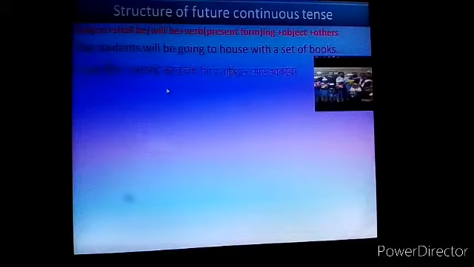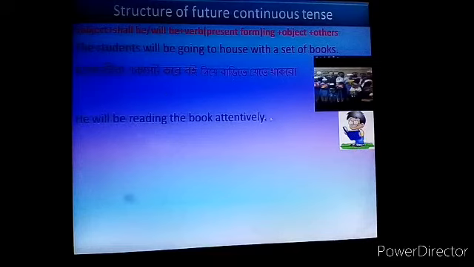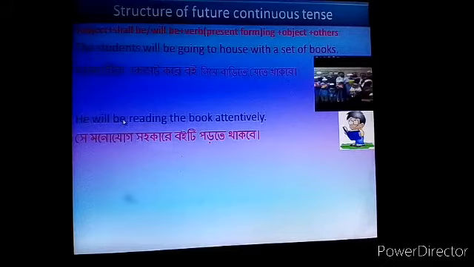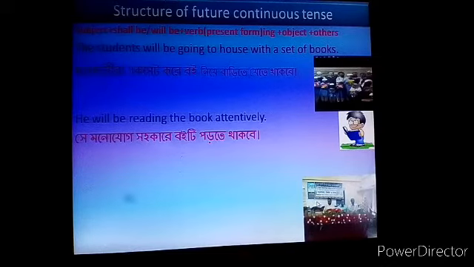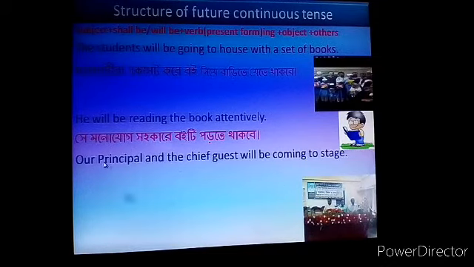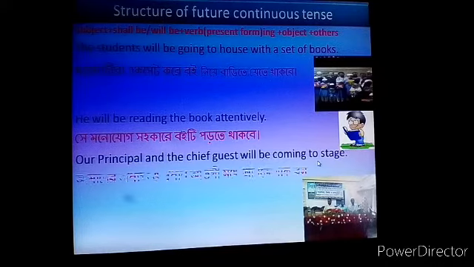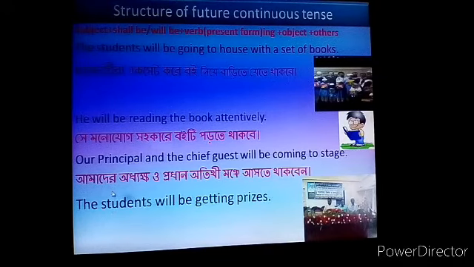Here is the Bengali meaning. Similarly, we can see, he will be reading the book attentively. Here he is the subject, will be reading is the verb plus ing, the book is the object, attentively is the other part of the sentence. Look at the picture also. We can make a sentence. Our principal and the chief guest will be coming to the stage. The students will be getting prizes.